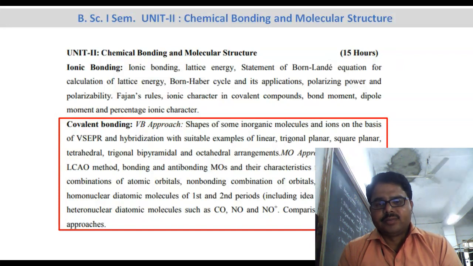Molecular orbital approach. In the molecular orbital approach, rules for the linear combination of atomic orbitals method, bonding and anti-bonding molecular orbitals and their characteristics for s-s, s-p and p-p combination of atomic orbitals. Non-bonding combination of orbitals, molecular orbital treatment of homonuclear diatomic molecules of first and second periods, and heteronuclear diatomic molecules such as carbon monoxide, nitrogen monoxide and the ion that is NO plus, and the comparison of VB, that is valence bond theory, and molecular orbital approaches.